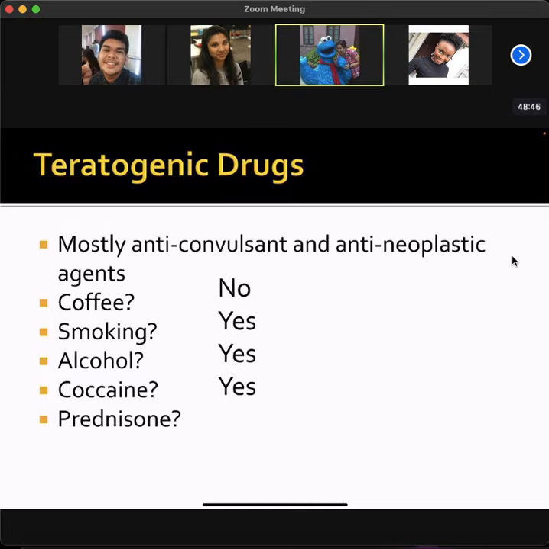As for prednisone, there is a possibility, but this is most likely associated with the underlying medical condition. Prednisone per se, or prednisone on its own, cannot cause fetal growth restriction. But in relation to the medical condition that caused the mother to take that medicine, that is the most probable cause for the fetal growth restriction and not the pregnancy.